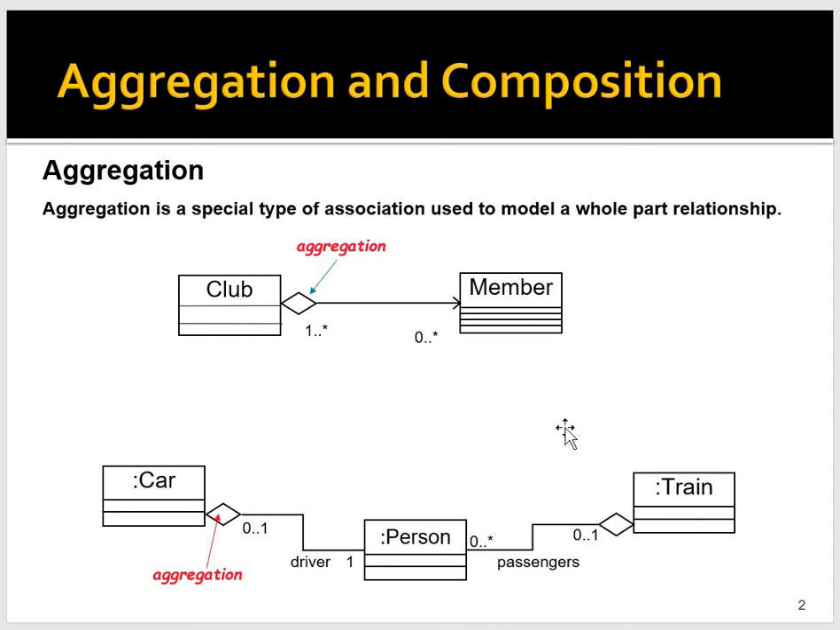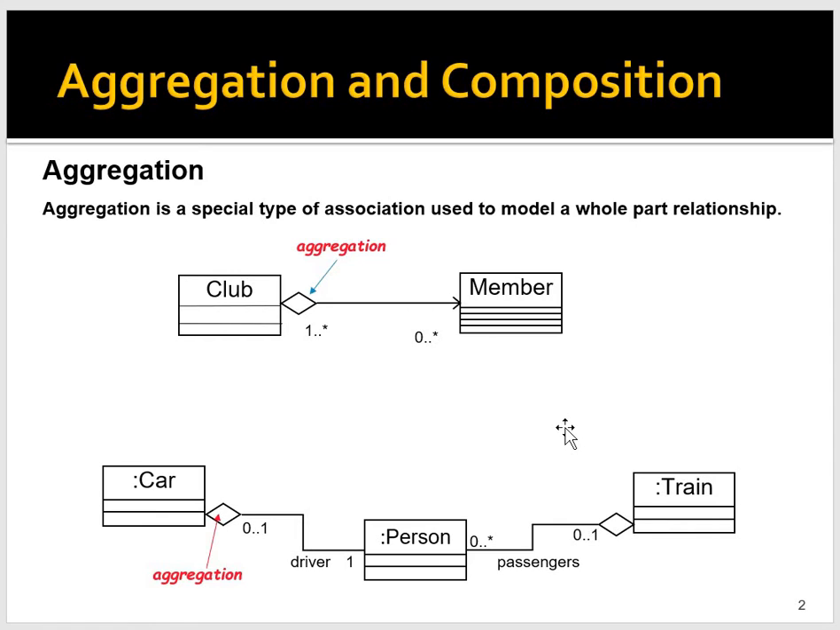Aggregation and composition are special types of associations used in Object-Oriented Analysis and Design. Aggregation is a special type of association used to model a whole-part relationship. In the example given, we can see there are two classes, club and member. The member is associated with the club with the association symbol called an aggregation. It means that the member is a part of the whole club. If the member class doesn't exist, it will not have any impact on the club.